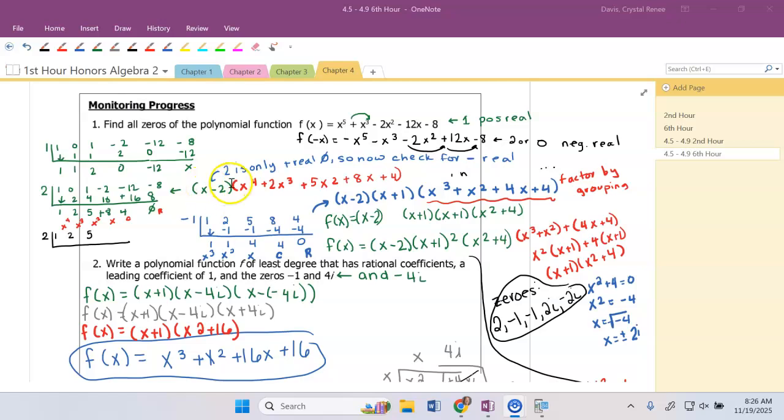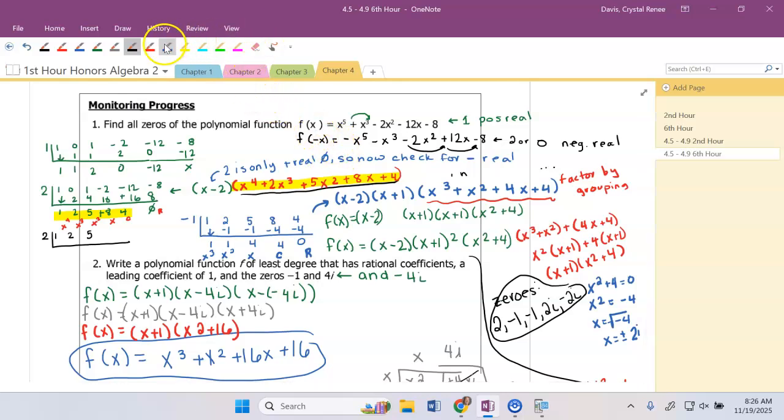When I get this part here, this part here comes from what's left over. Now I want to factor this more, but I want to just worry about factoring this. Remember I only had one positive real solution, or notice there's no sign changes in this, so you know there's no more positive real solutions. So now I want to check for my negative real solutions.